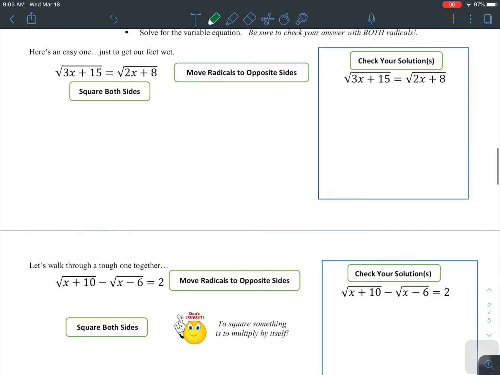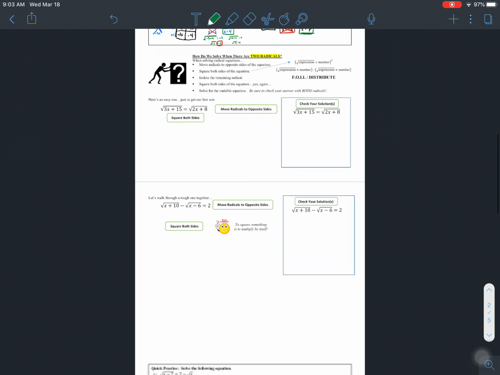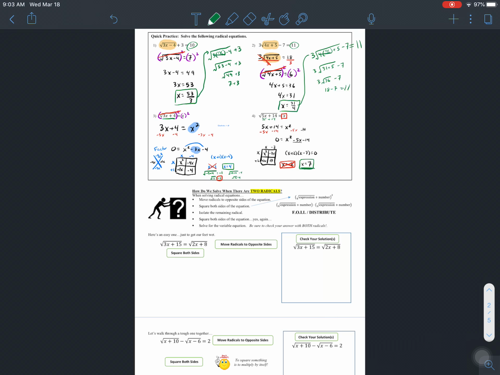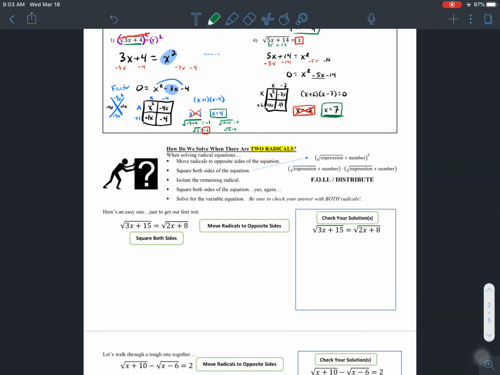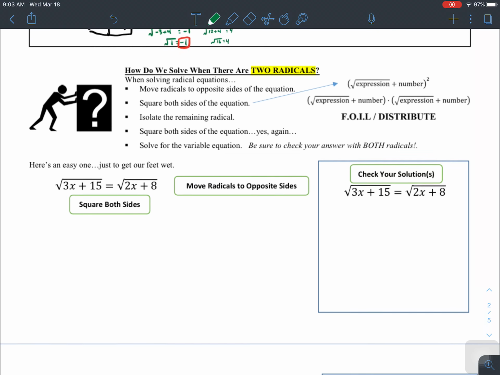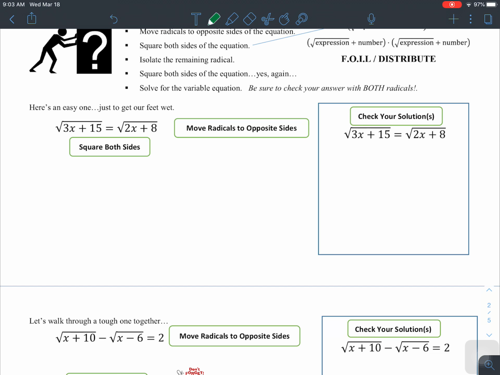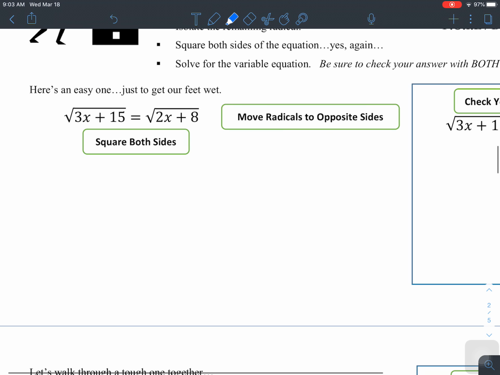Now, the next part deals with what happens when you have more than one radical. And these are a little more complicated for it. But it's the exact same idea that we're dealing with before. Your job is to move the radicals to opposite sides. And then you're going to distribute on it. Now, this one's not bad. If I decide to pick a radical, and you pick any one you want, I'm going to pick this one because it's right there on the left side. I wanted to get it all by itself, and it is.